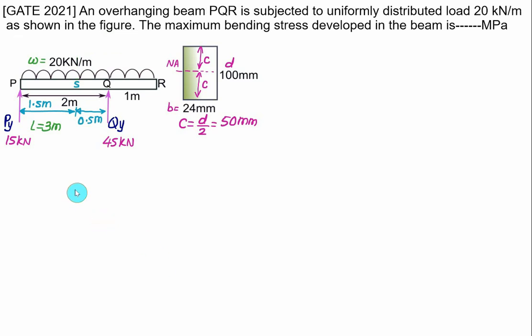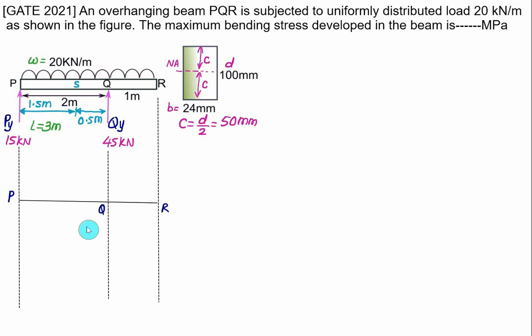So both the reactions are known here. Now we can develop the shear force diagram. The shear force diagram will be constructed from point P. At point P we have a reaction of 15 kilonewton. So we'll move vertically upward by 15 kilonewton. So this one is the same as 15 kilonewton.